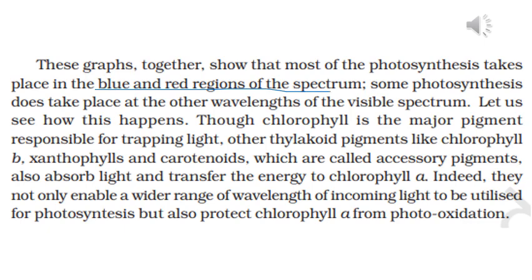Some photosynthesis does take place at the other wavelengths of the visible spectrum. Let us see how this happens. Though chlorophyll a is the major pigment responsible for trapping light, other thylakoid pigments like chlorophyll b, xanthophylls, and carotenoids, which are called accessory pigments, also absorb light and transfer the energy to chlorophyll a. Indeed, they not only enable a wider range of wavelengths of incoming light to be utilized for photosynthesis, but also protect chlorophyll a from photooxidation.